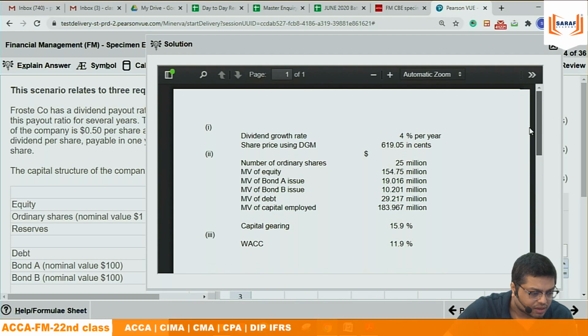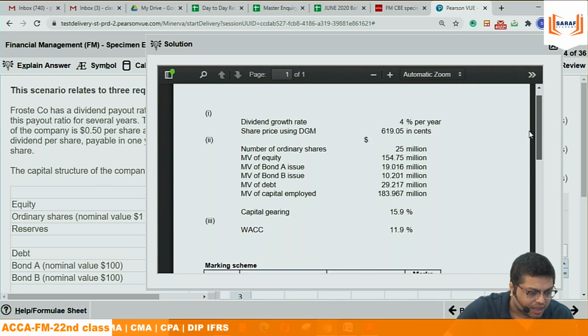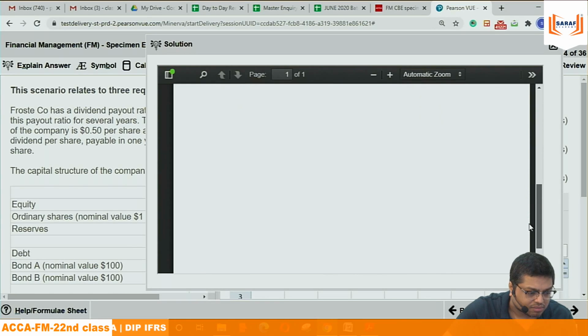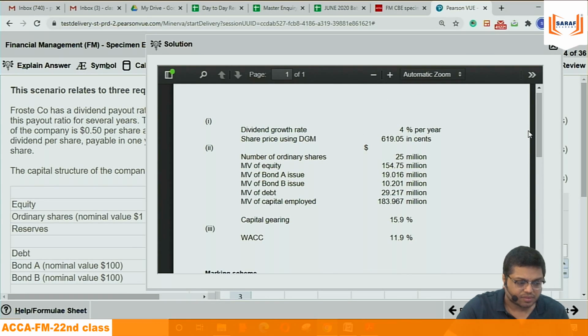Where? They have not shown any calculation. So can we calculate 0.52 divided by 12.4% minus 4%? How much will it come? 0.52 divided by 12.4 minus 4%, that is 8.4%.